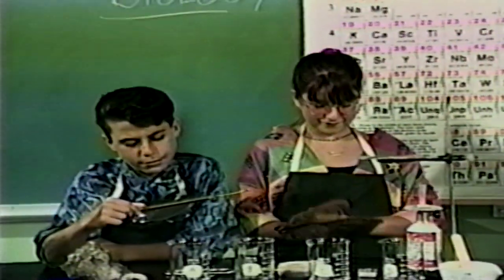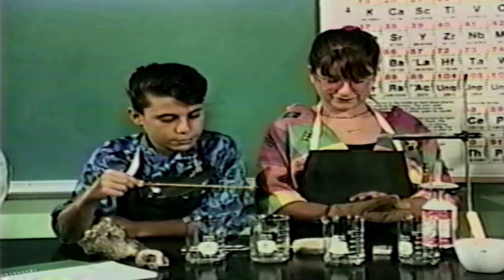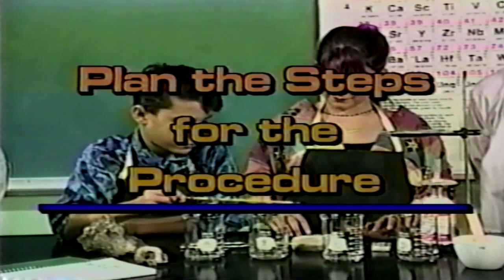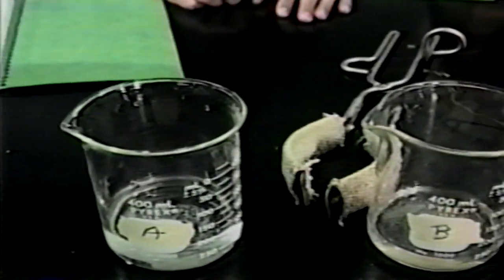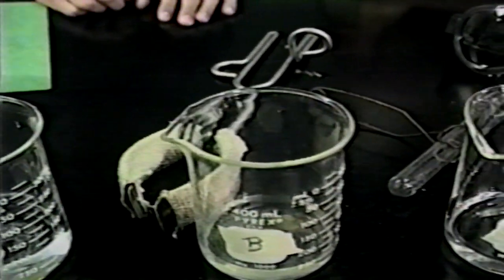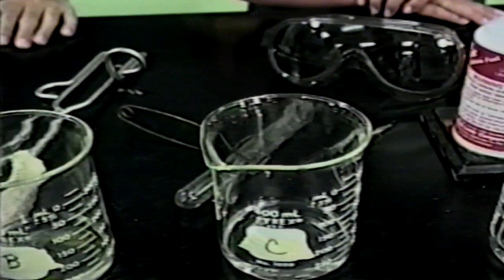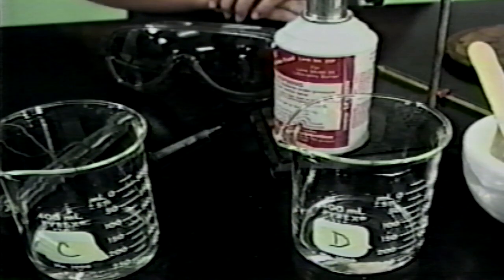We've already gathered the materials we need for this experiment. Now we can plan the steps we're going to take, or our procedure. First, label the beakers A, B, C, and D. It's important that the beakers are the same size, shape, and have the same amount of water in them.